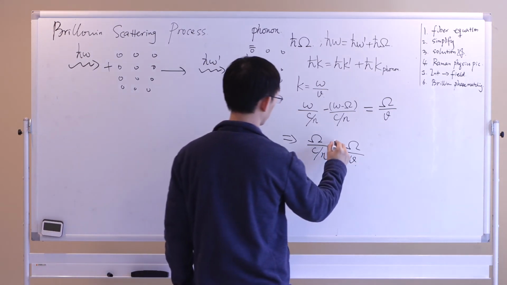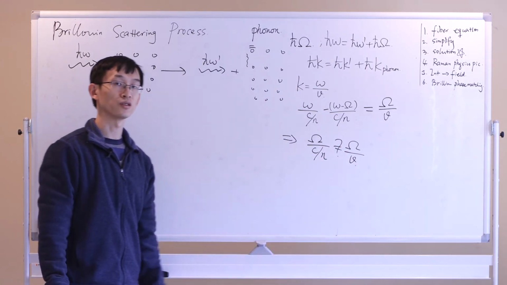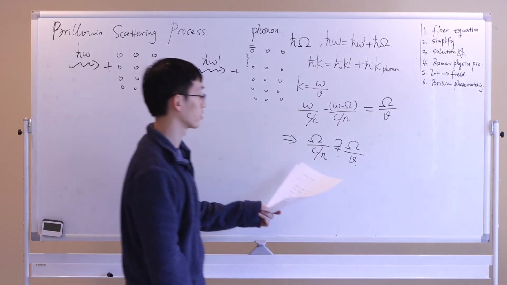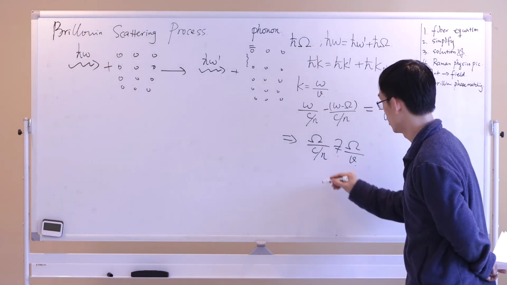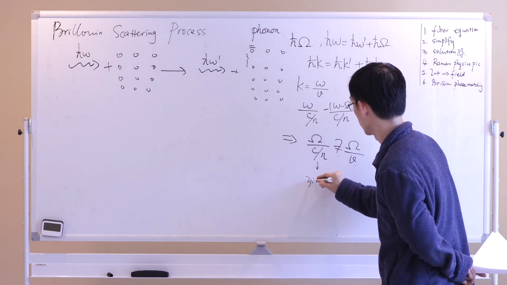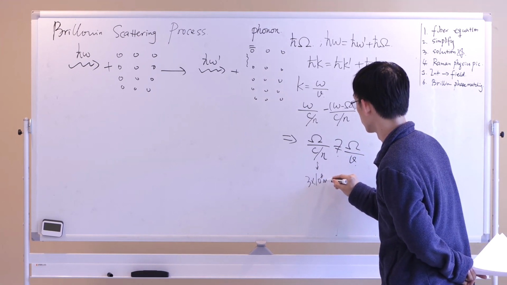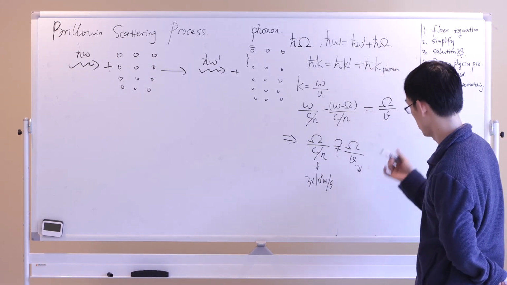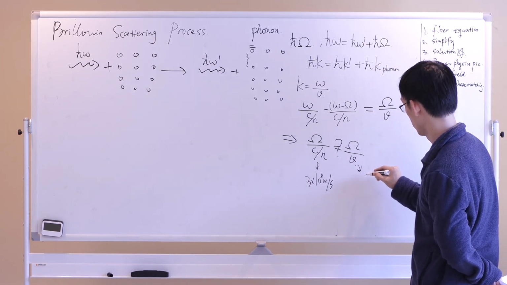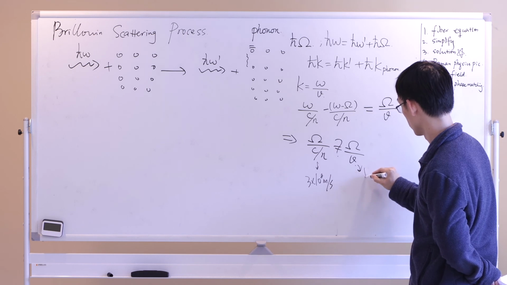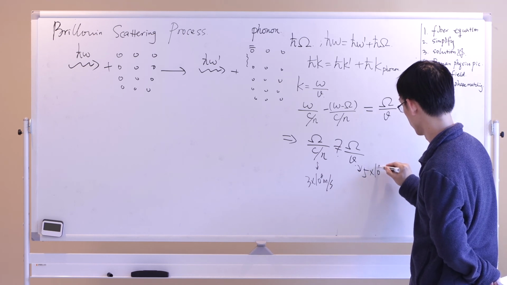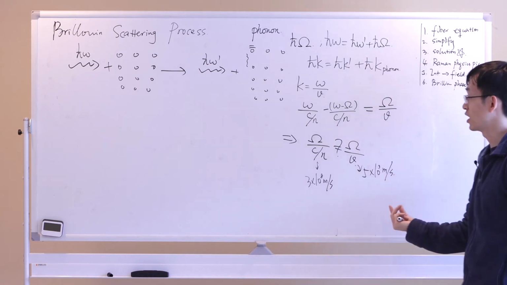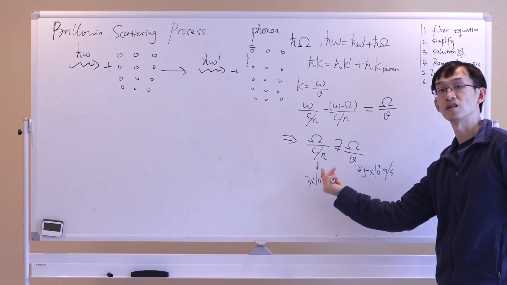And intuitively you know that this equation will never be satisfied, right? Because the speed of light is on the order of 3 × 10^8 meters per second. The speed of sound in a solid, let's say in silicon, is roughly 5 × 10^3 meters per second. So there's a huge mismatch here, and this equation will never be satisfied.